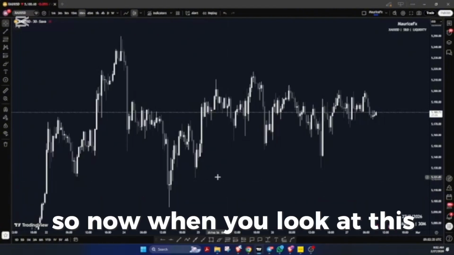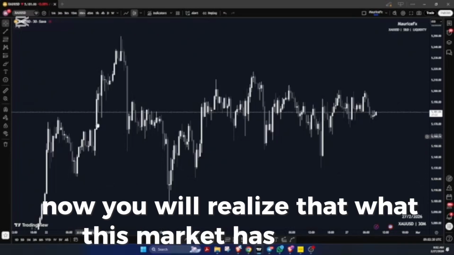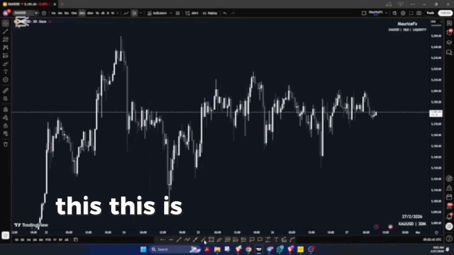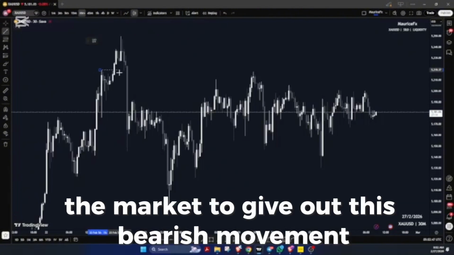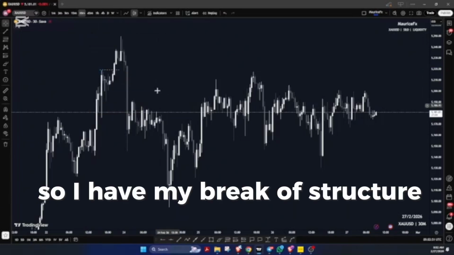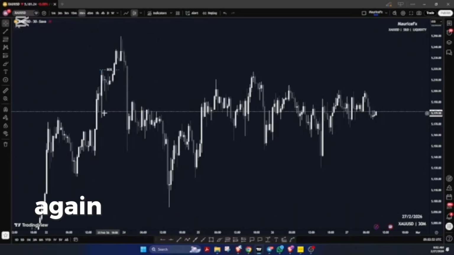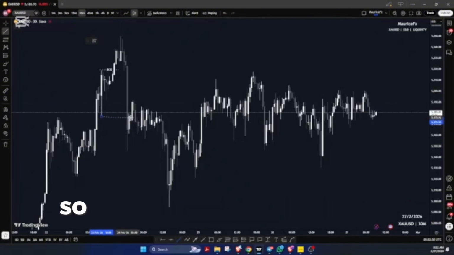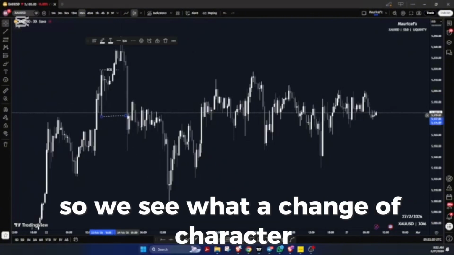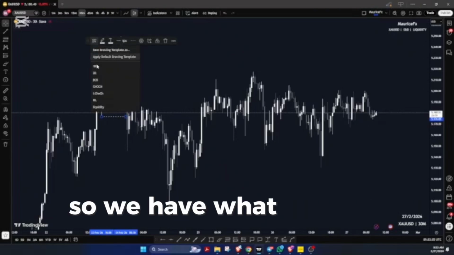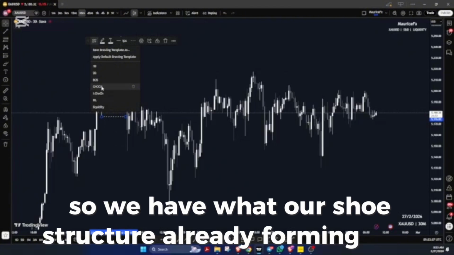So now when you look at this, you realize that this market has given us a swing structure at the top level over here. This is what caused the market to give us this bearish movement. So we see a break of structure over here. And what can you see again? The market cleared the low that created that high. So we see a change of character at this level. So we have our swing structure already forming, guys.